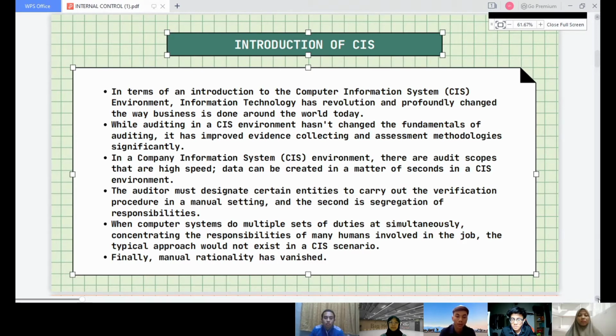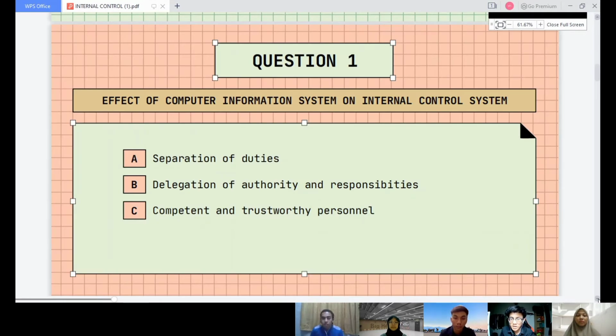And lastly, manual rationality has vanished, or the effect of the internet system. So there are three effects of computer information system on ICS which relate to business entities. Firstly, separation of duty. In a manual system, different persons are responsible for carrying out functions like initiating, recording of transactions, and safeguarding of assets. This does not always apply in a computer system.